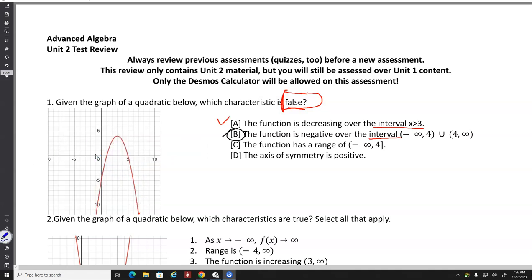It could not be "the function has a range of negative infinity to 4," because that is a correct statement. We are going from negative infinity to 4. So this is also a correct statement. And then the axis of symmetry is positive, which is in the middle of our graph. It goes to a positive number 3. So this is also a correct statement.